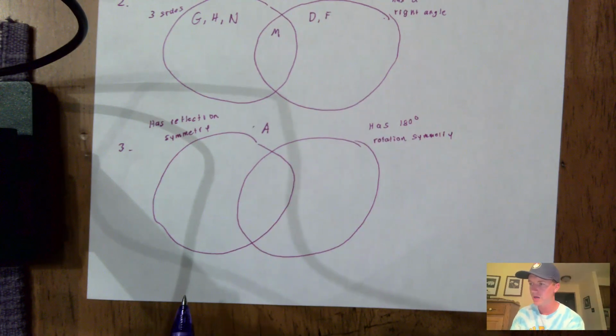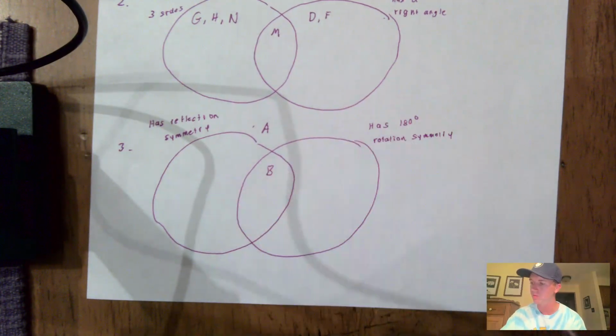All right, letter B, a regular hexagon. So if I'm looking at this one, I'm saying does it have reflectional symmetry? Yep, because you can fold it in half there. And then if I rotated that one 180 degrees, that one again would be right in the middle. So you can go ahead and put that there.